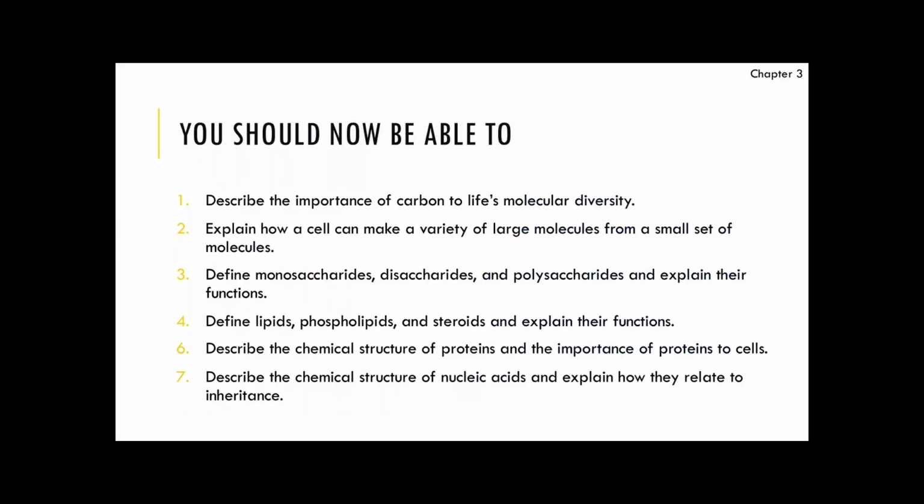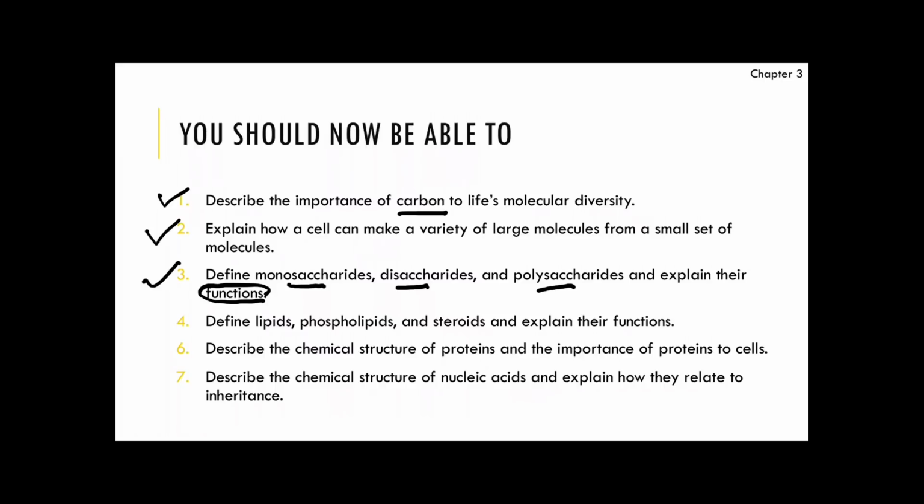خلاص. So now we have reached the end of this lesson. You should now be able to describe the importance of carbon in molecular diversity. Already تكلمنا عنه، عن أهمية الكربون. Okay. Explain how a cell can make a variety of large molecules from a small set of molecules. يقصدون فيها polymers، إنه كيف polymers and monomers. خلاص هذا المقصود فيها. The third one, define monosaccharides, disaccharides and polysaccharides وتعرفون الfunctions حقتهم. Okay.